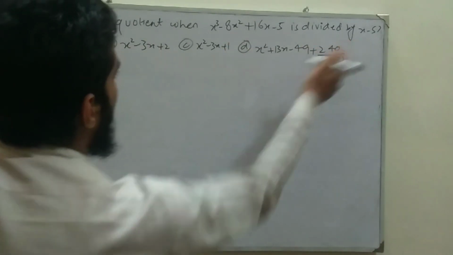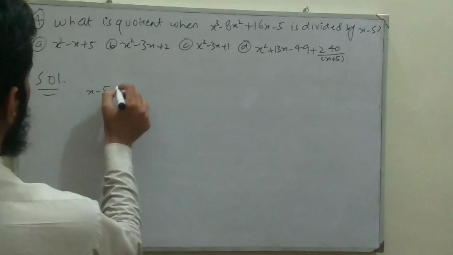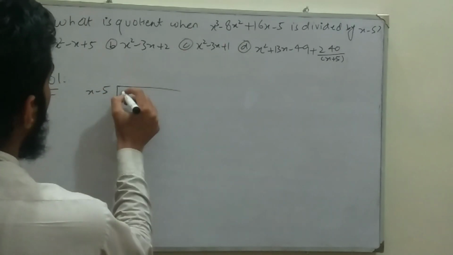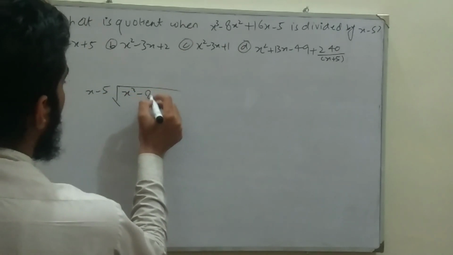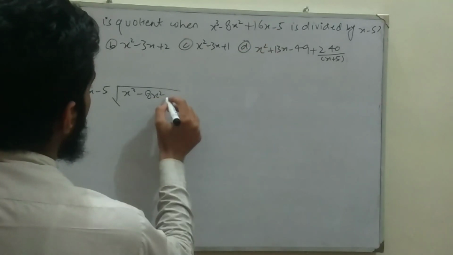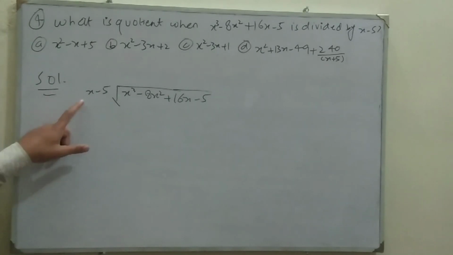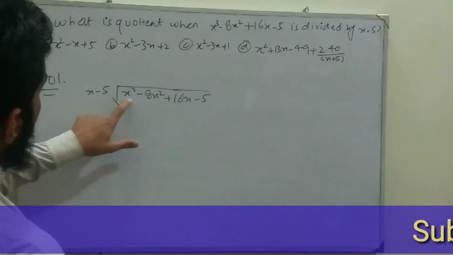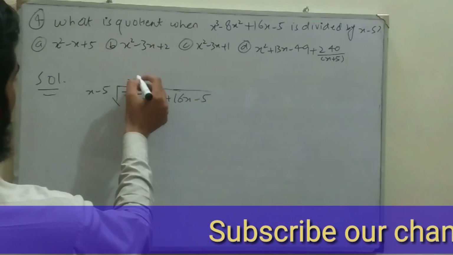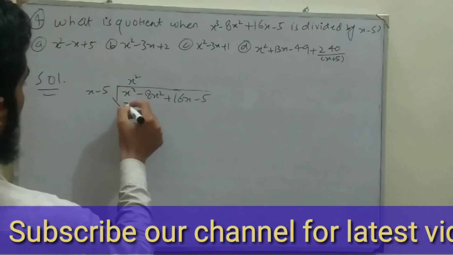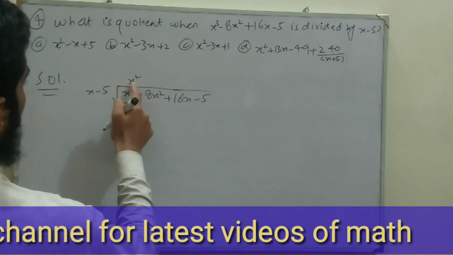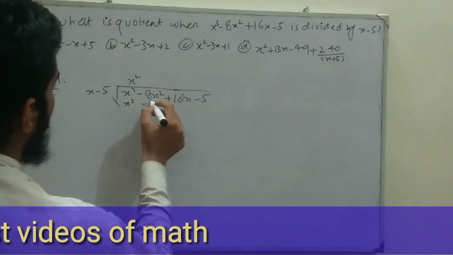This polynomial is divided by x minus 5, so x minus 5 goes outside and inside the dividend we are left with x power 3 minus 8x squared plus 16x minus 5. So x multiplied by x squared gives us x power 3, and minus 5 multiplied by x squared gives us minus 5x squared.